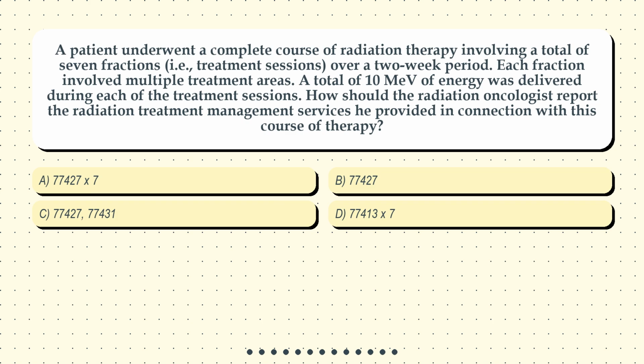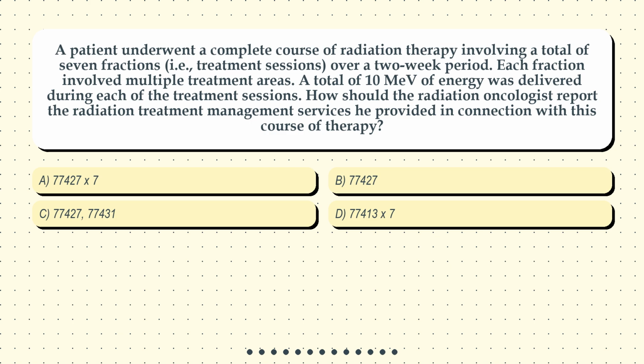Question 2. A patient underwent a complete course of radiation therapy involving a total of 7 fractions, i.e., treatment sessions, over a 2-week period. Each fraction involved multiple treatment areas. A total of 10 MeV of energy was delivered during each of the treatment sessions. How should the radiation oncologist report the radiation treatment management services he provided in connection with this course of therapy?